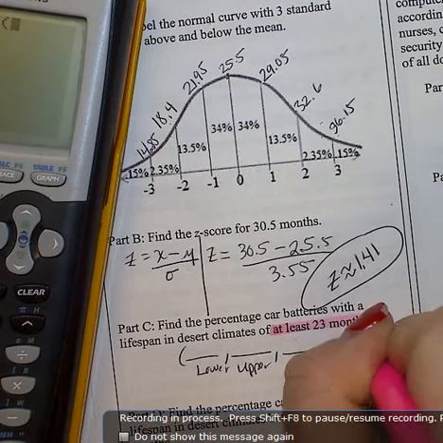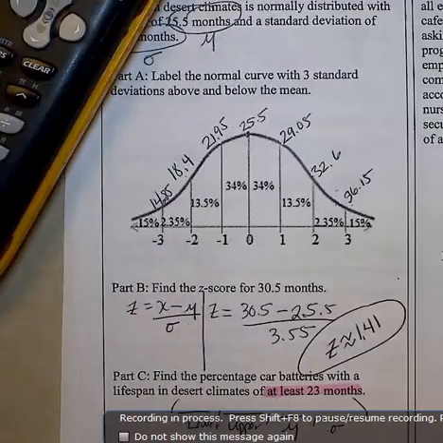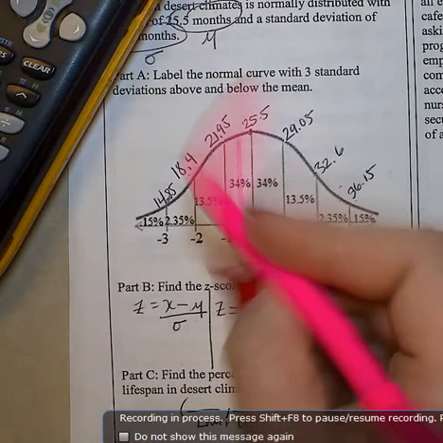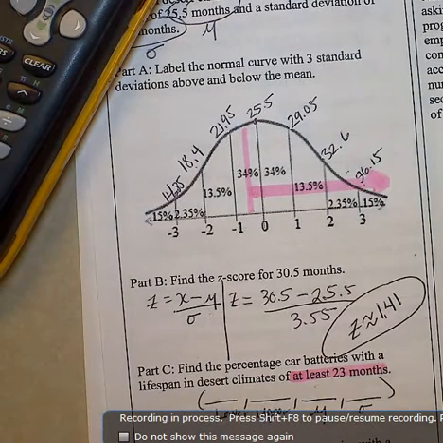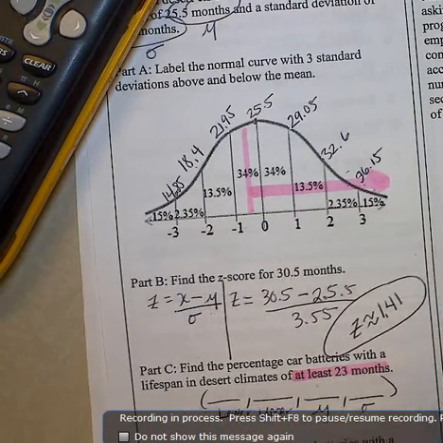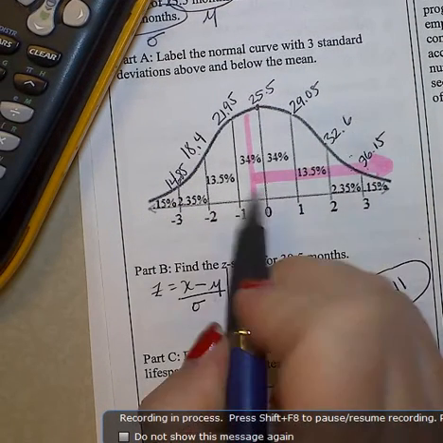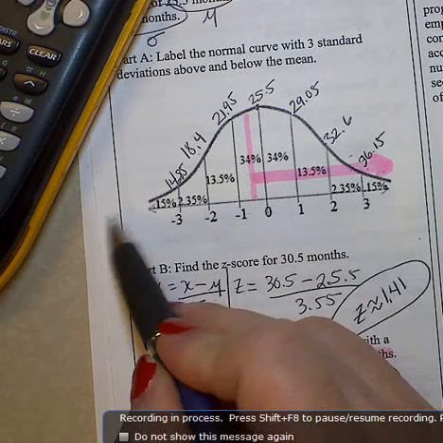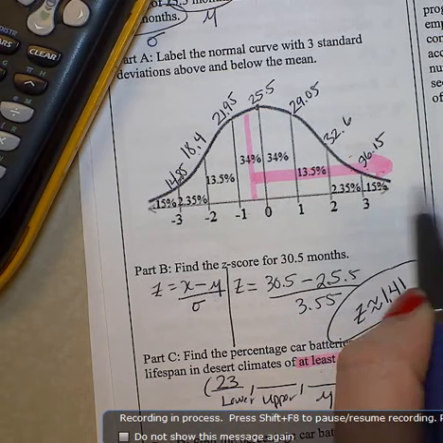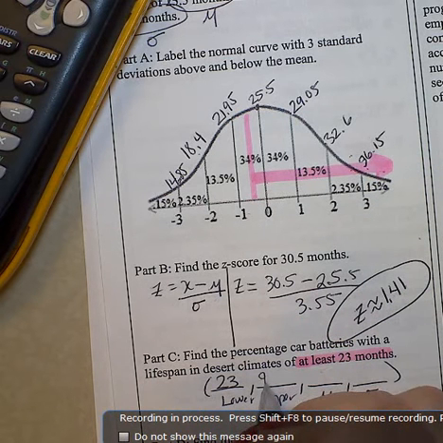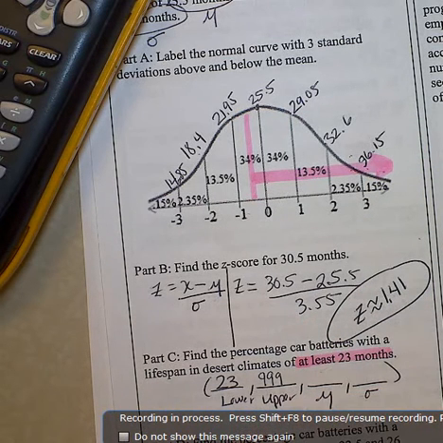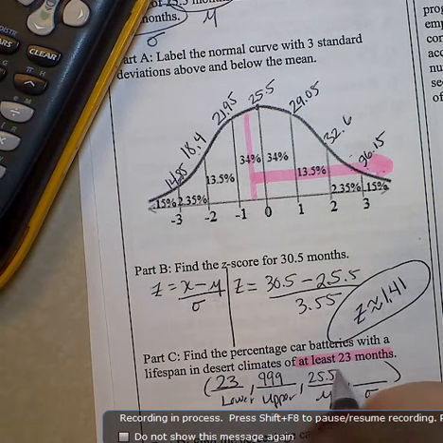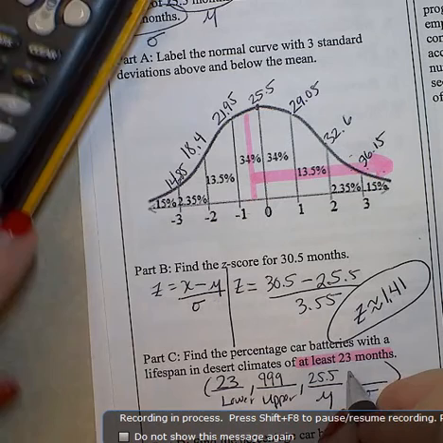Okay, so it says that find the percentage of car batteries with a lifespan of at least 23. So we're going 23 or greater. So my 23 is right about here, and I want 23 or greater. So 23 is going to be the smallest value, and then it continues to go to the right. And we learned about a normal distribution curve that it runs continuously from left to right. So as it goes to right, it goes to positive infinity. So I'm going to choose the number 999 to represent positive infinity. Your mu value is 25.5, and your sigma value for this problem is 3.55.